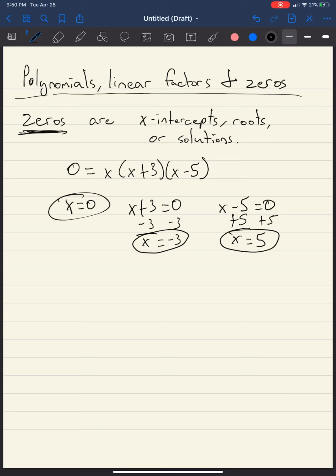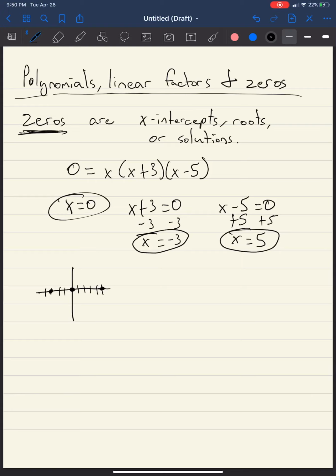If I drew a graph here, 1, 2, 3, 4, 1, 2, 3, 4, 5, I could go ahead and draw my little dots. I have an x-intercept at 0, one at negative 3, and an x-intercept at positive 5. So, cool, we know our x-intercepts. But you're thinking, okay, how do I find what it looks like? Which way does the end go?